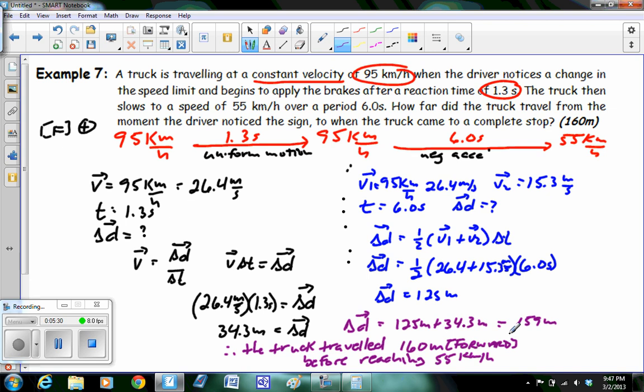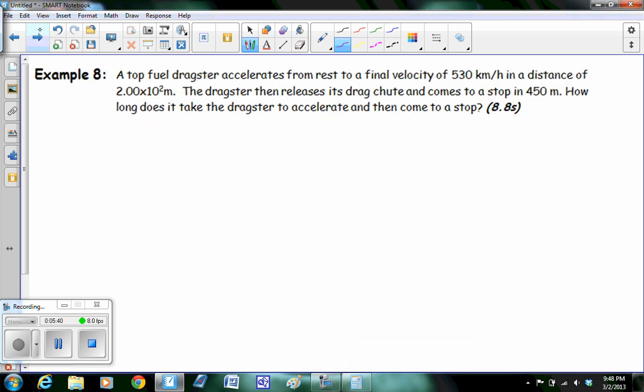So you can see here, just to recap, we drew a little sketch of our motion. The two parts of the motion, we solved one side, then the other side, and we found our total quantity. Okay, let's look at another situation.